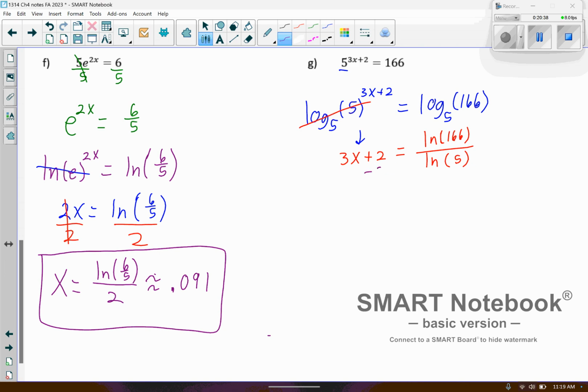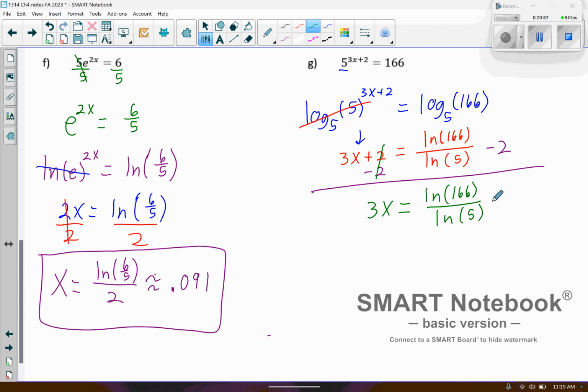So I'm going to start off by subtracting 2 from both sides. Okay. So then that's going to leave me with 3x equals the natural log of 166 divided by the natural log of 5 minus 2. On this last step, there's a couple things we could do. We could divide everything by 3, which is fine. If you do that, you just want to make sure the numerator is in parentheses, because when you put it in the calculator, it might misinterpret it. So you just have to be careful about that.